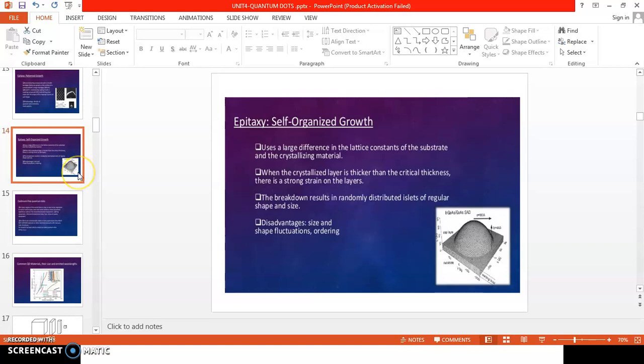Then the second one is the self-organized method. This process uses a large difference in the lattice constant of the substrate and the crystalline material. When the crystallized layer is thicker than the critical thickness, there is a strong strain on the layer. The breakdown results in randomly distributed quantum dots, rather than dots of a regular shape and size. The disadvantage is size and shape fluctuation and ordering.